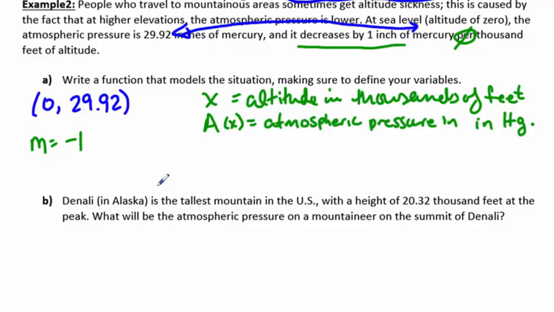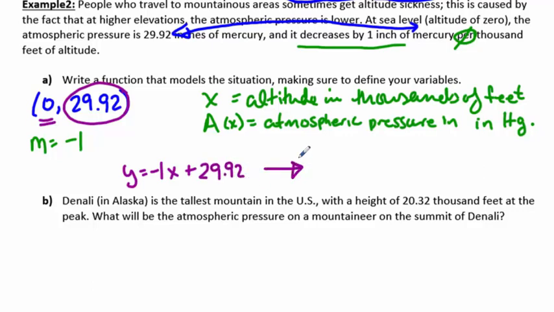So my equation is y equals mx plus b. So y equals -1x plus, remember that we have the b value since I have the y coordinate of the y-intercept, since I have a 0 as the x coordinate of that ordered pair. So I've got 29.92 for my b value. And that is not quite the answer. That's the equation, but it's not written as a function, and it's not written as a model, which would have the letters x and A in this case. So my model is A of x equals -1x plus 29.92.